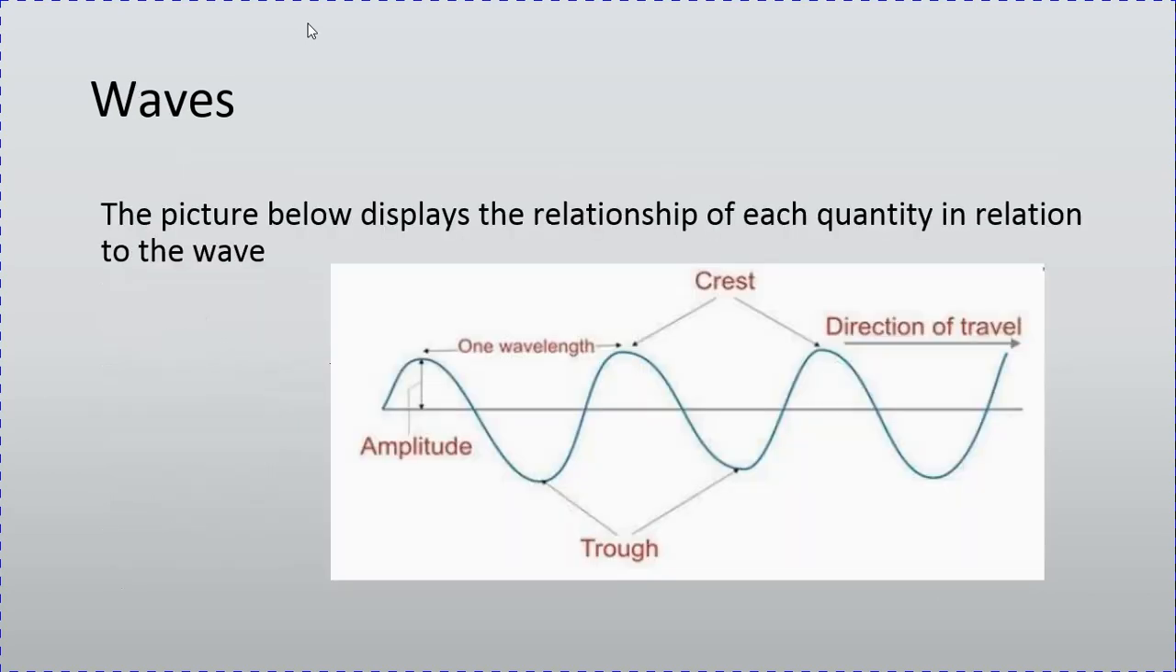Waves. The picture that you see on your screen describes the relationship of each quantity in relation to a wave. As we have mentioned, the amplitude, the wavelength, the troughs and the crest, and the direction of the waves.